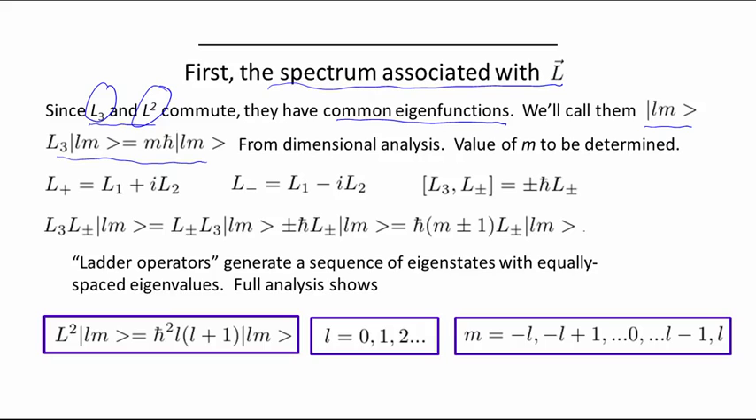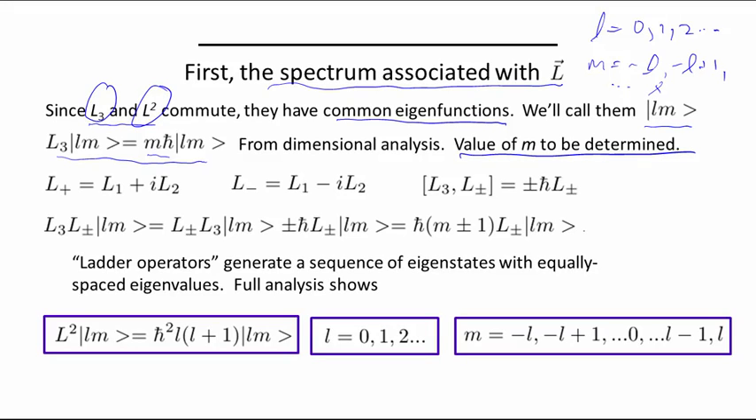L3 acting on Lm is just the eigenvalue denoted by this. Now, it will turn out that L is equal to 0, 1, 2, and so on, integer, and then M is equal to minus L plus 1, etc., up to L. But for the moment, we'll just leave it undetermined like that.